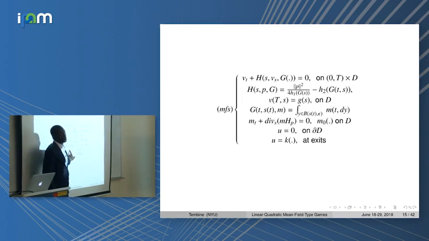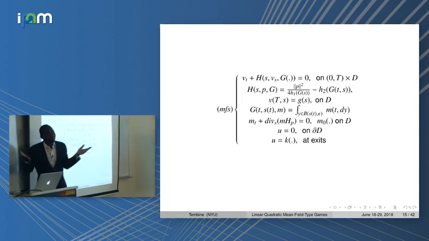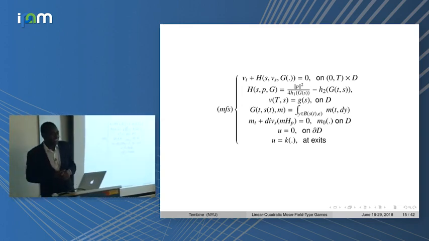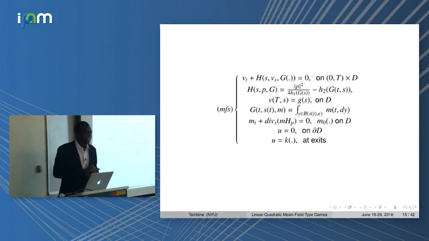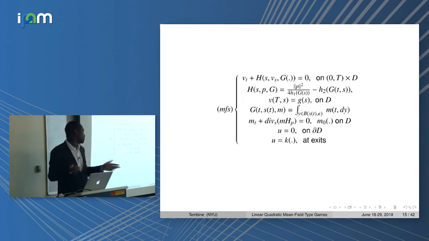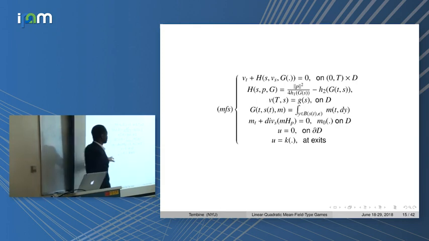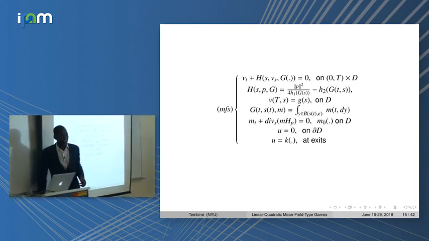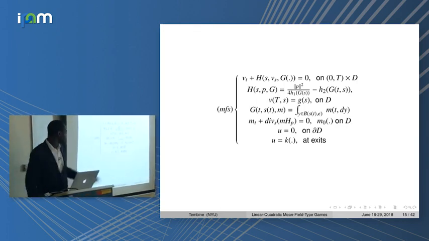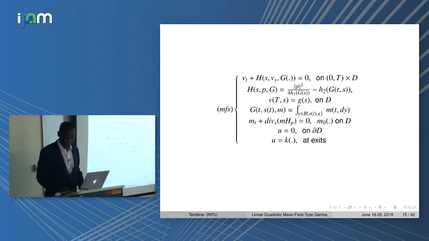Yeah, I took Neumann. Neumann condition for the boundary. You could look at other types of conditions, but here I took just Neumann. Except the exit, of course, they have to be evacuated at some point. For the exit, you need to design the K function.